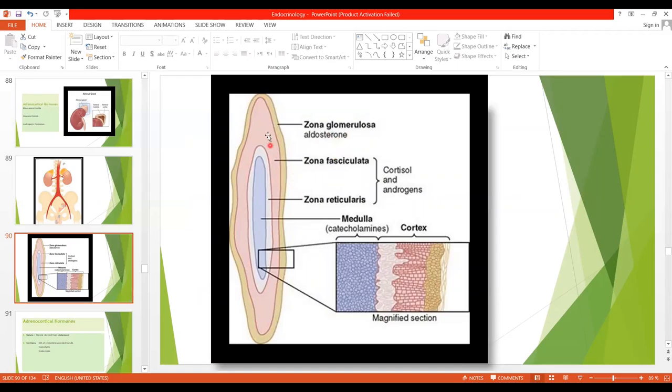So zona glomerulosa, the outer layer of cells, secretes aldosterone. The middle and widest layer is called the zona fasciculata, and it secretes cortisol and a little amount of androgens. The third and inner layer is the zona reticularis, which secretes androgens. Among androgens, dehydroepiandrosterone and androstenedione are more common. So the inner part is the medulla and the outer part is the cortex.